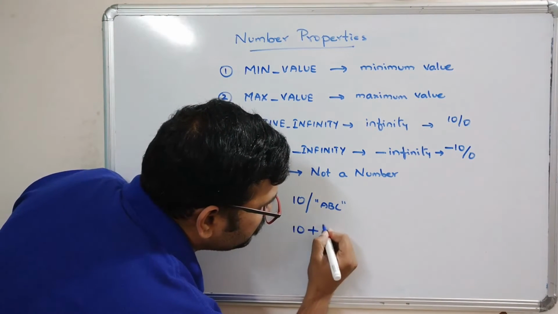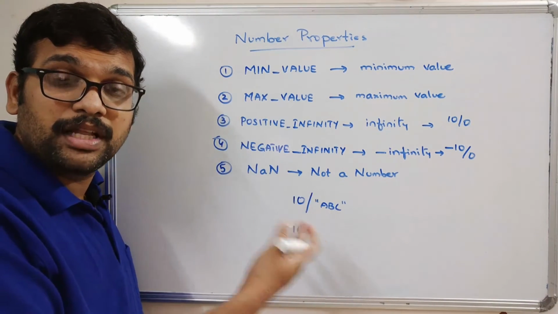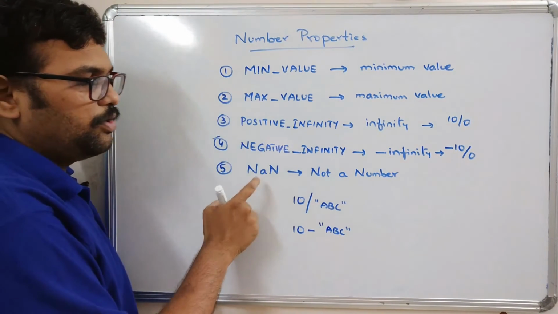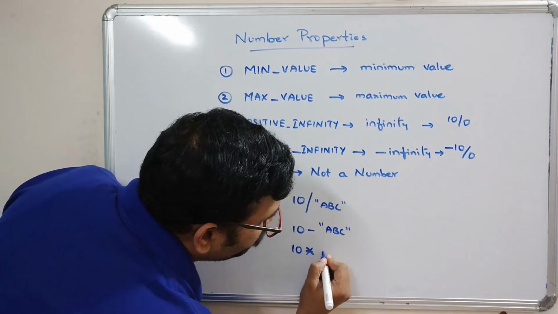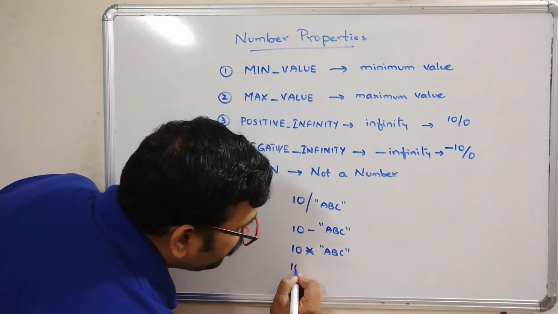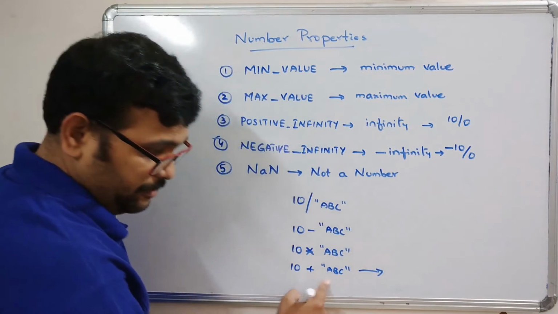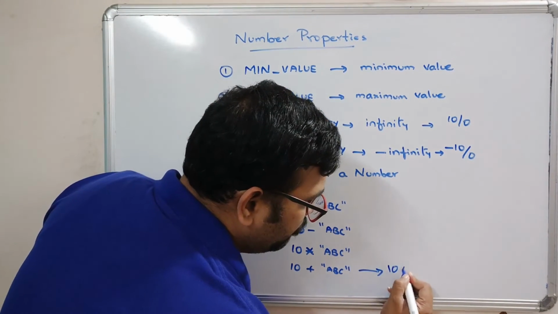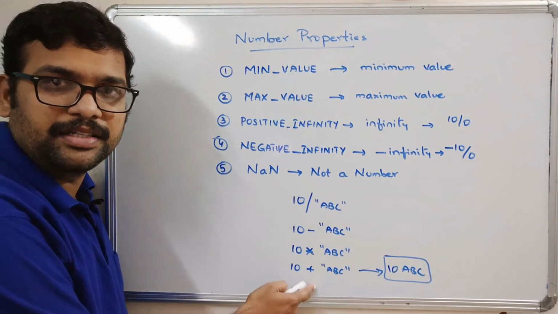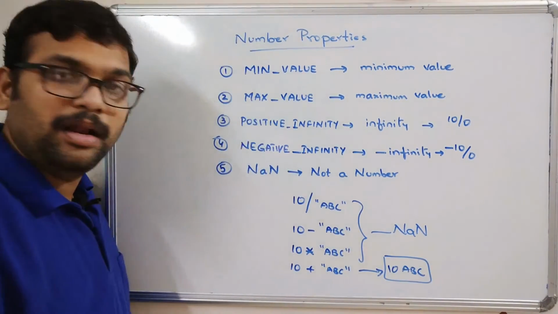Similarly, 10 plus, not the plus. If you use a plus, automatically it will give the concatenation. 10 minus ABC will also give the not a number. Similarly, 10 into ABC will also return the not a number. But if you give 10 plus ABC, what's the result? In the previous session we have seen concatenation will be done. So 10ABC will be the result here, only in the arithmetic addition. All the remaining cases will give the result as not a number.